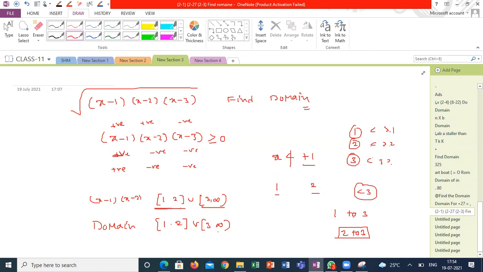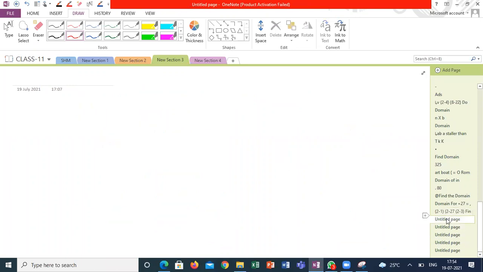Yes, sir. Yeah, one more last question for today. You can come with any doubts or any discussion. Find the domain of root of 2 plus x plus root of 2 minus x, divided by x. Find the domain. Who is going to explain this question?